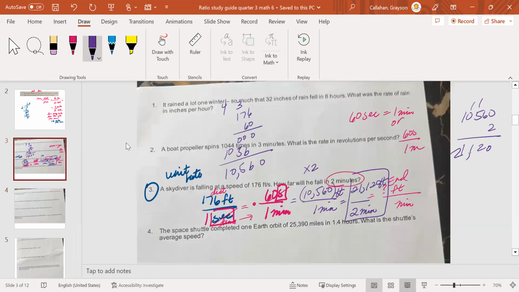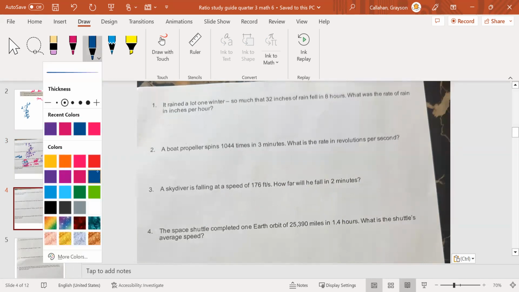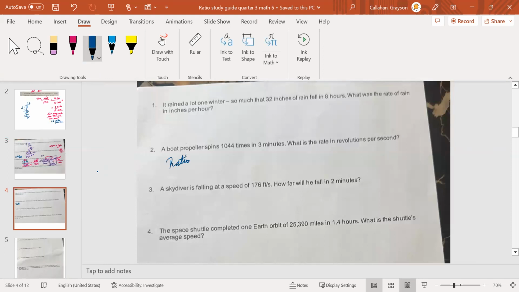A boat propeller spins 1,044 times in 3 minutes. What's the rate in revolutions per second? Okay, so this is your ratio. We have spins 1,044 times. So this is spinning, right? Over 3 minutes time, right? We want to convert this at the end. What is the rate? So put a question mark on top for 1 second. Per second is 1 second, okay?